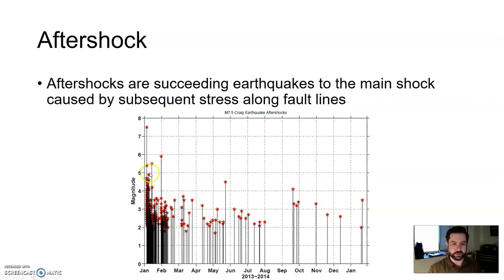Example here. There was an earthquake, magnitude 7.5 on the Richter scale. More on that a little later in lecture. That was the initial shock, and then you can see all the many aftershocks, movement along that same exact spot on the fault line for well over a year into the future. So aftershocks can continue for a long, long time.